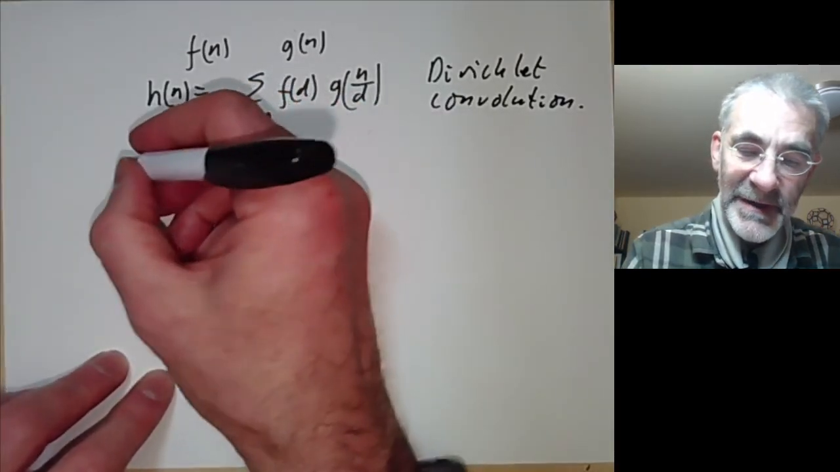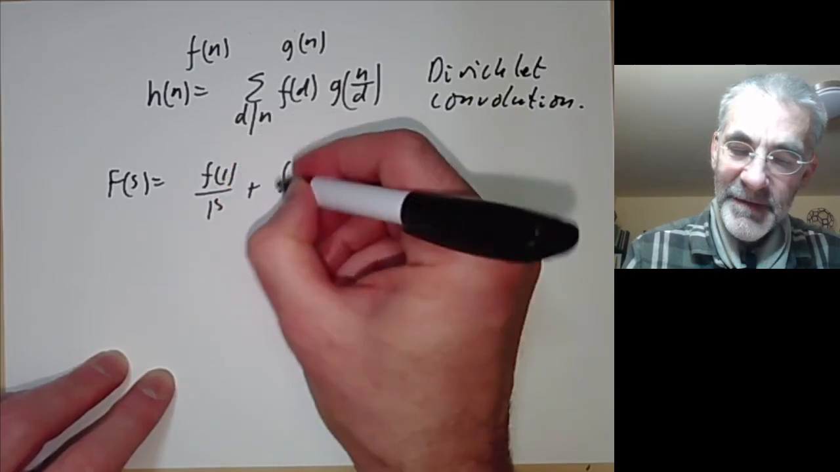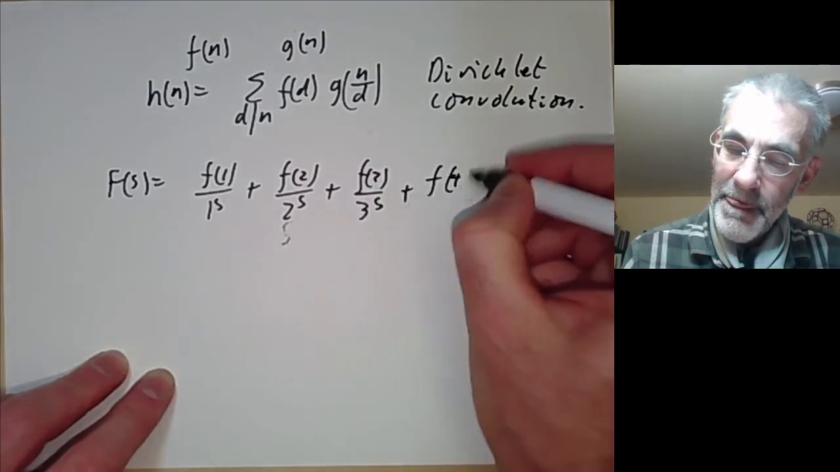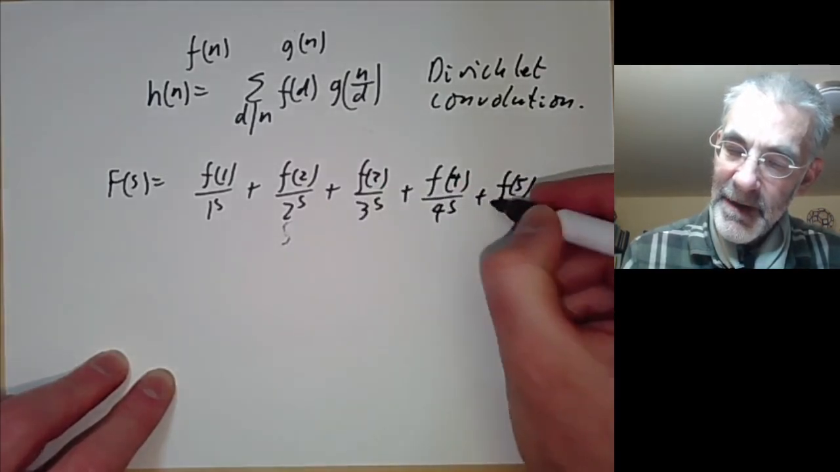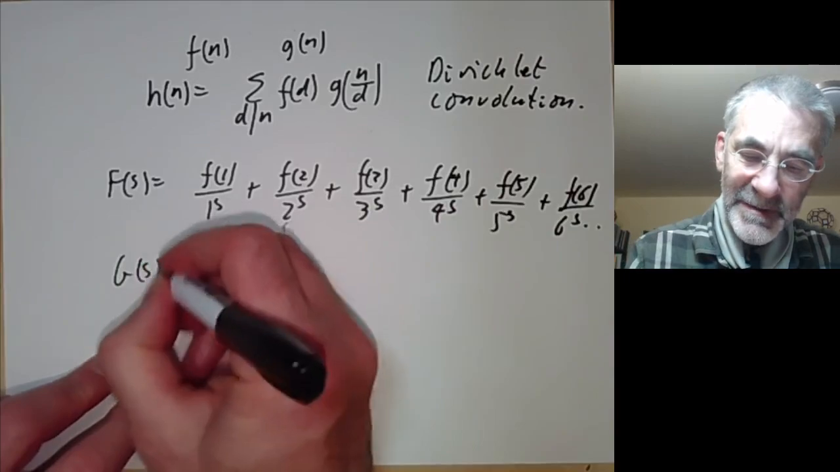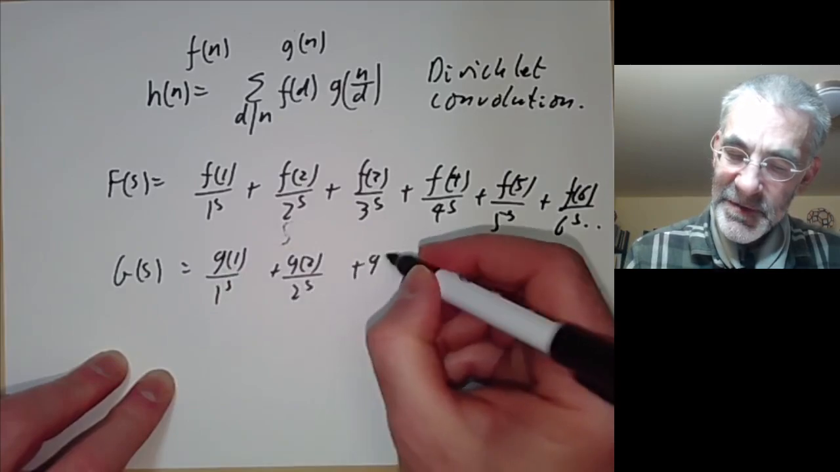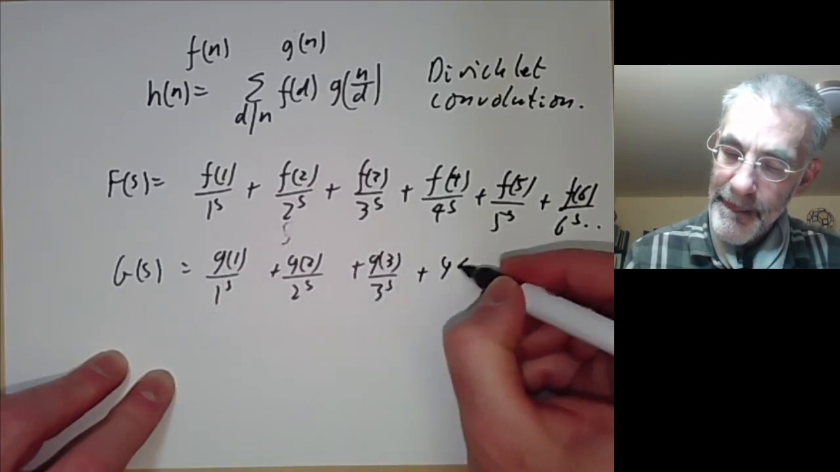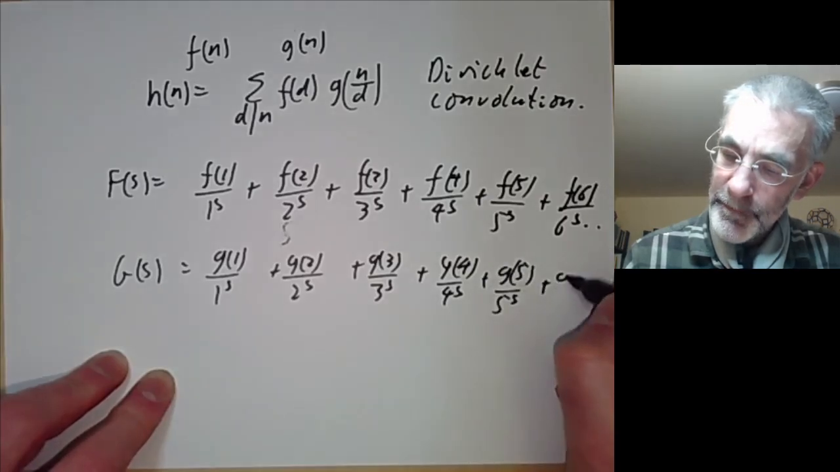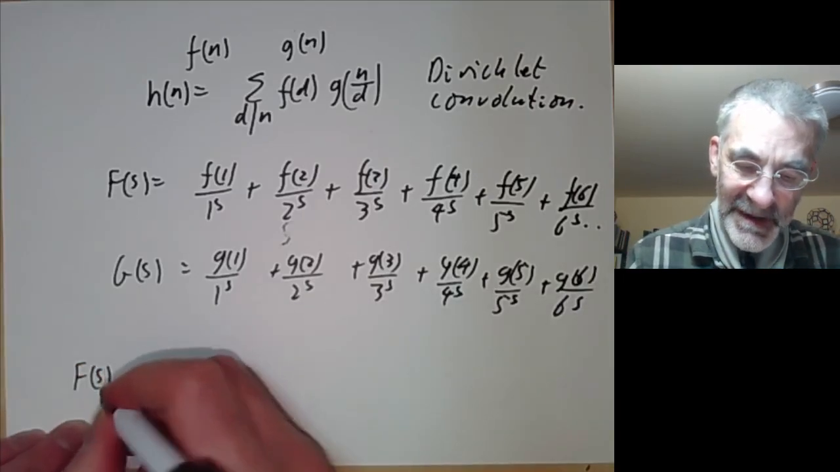And this is quite easy because if we write F of s as f of 1 over 1 to the s plus f of 2 over 2 to the s plus f of 3 over 3 to the s plus f of 4 over 4 to the s plus f of 5 over 5 to the s plus f of 6 over 6 to the s, and so on. And you write G of s to be the same: g of 1 over 1 to the s plus g of 2 over 2 to the s plus g of 3 over 3 to the s. Right, now I want to work out the coefficients of F of s times G of s.